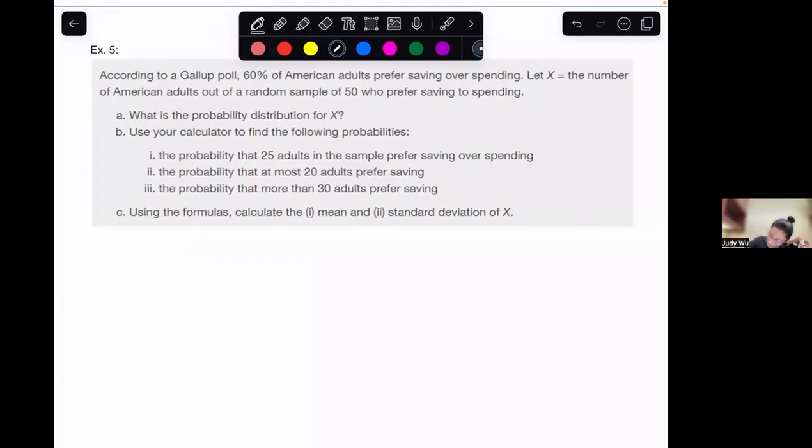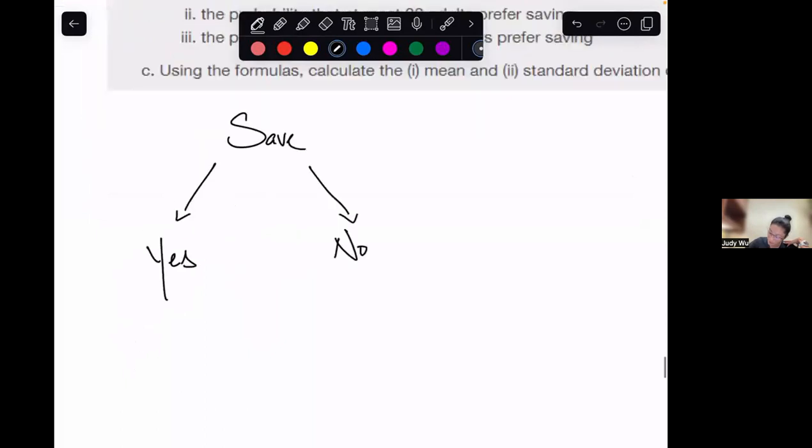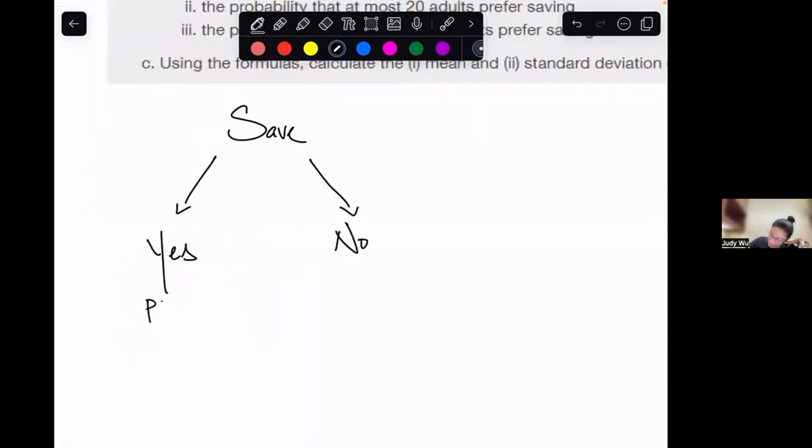And so the way I'm going to frame this one is I'm going to say, well, hey, we're looking to see who likes saving. Saving, yes, you like saving. No, you prefer spending. Okay. And it tells us in the question that 60% of American adults prefer saving over spending. And so what that means for us is little p equals 0.6.